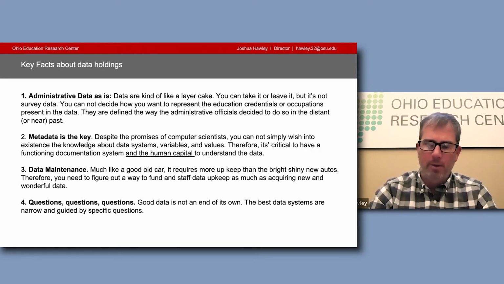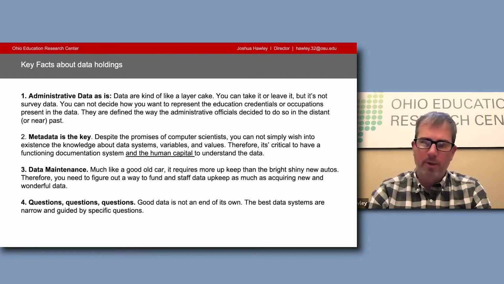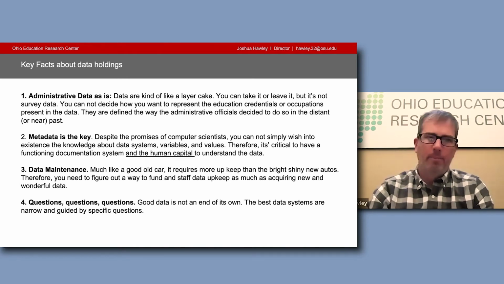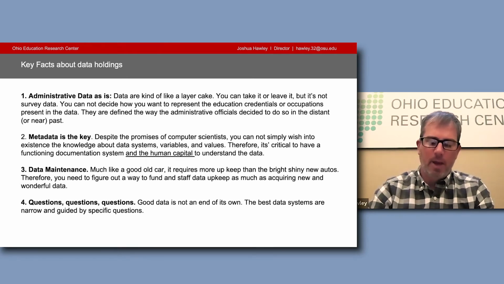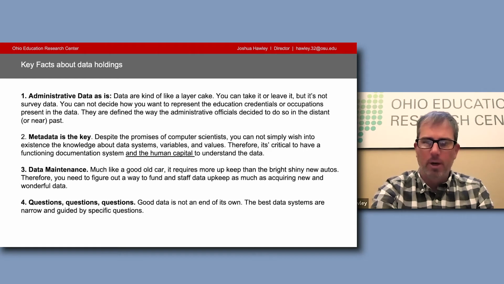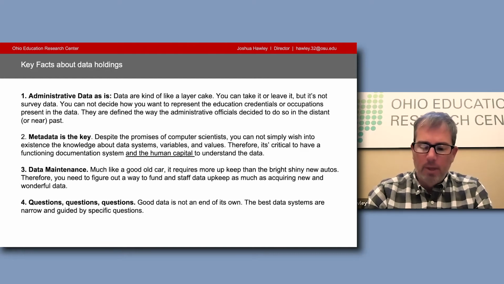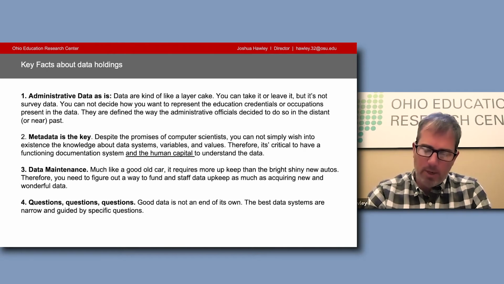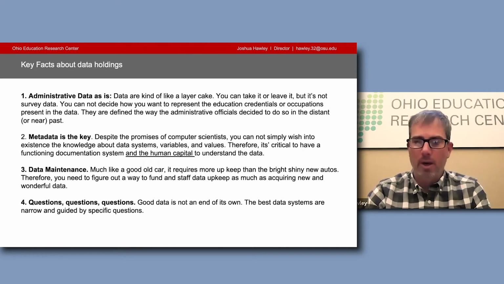It's not survey data. The variables are not created for your specifications or to your liking. They change over time. They're missing. And you just have to accept that reality. Two specific examples. One is education credentials, and the other is occupational codes, both of which are really critical input or output for the education system. We don't get to decide what education credentials the state government codes based on data, nor do we get to decide what the occupational structure of the labor market is. Both of those are imposed from the outside.